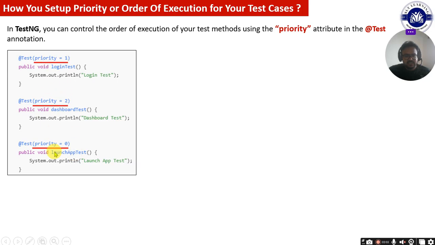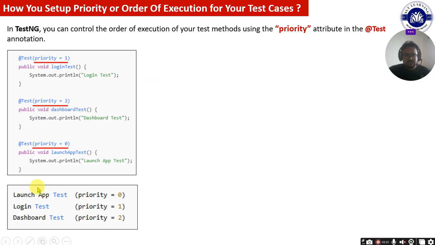So these are my three test cases, and I have written them in a different order. I have written the login test first, then dashboard second, and this one third. But when I want to execute, I want the execution order to be this one first, then this second, and this third. So 0, 1, 2. Once you execute, this is how it is going to be executed. Priority 0 will always be taken first, then priority 1 and priority 2.